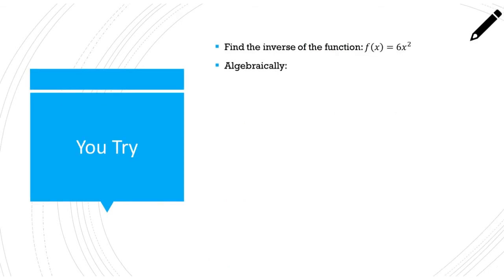Now I'd like for you to try one. I want you to find the inverse of this quadratic function, f of x equals 6x squared, algebraically. Pause the video, try it on your own, and then come back and check your answers when you are done.